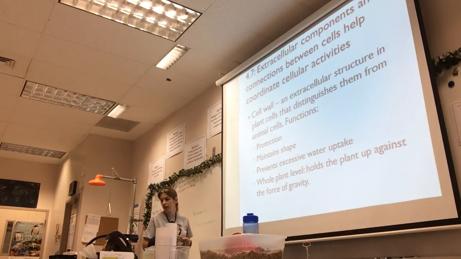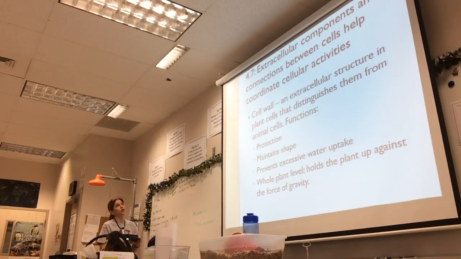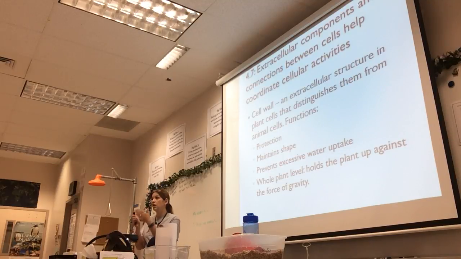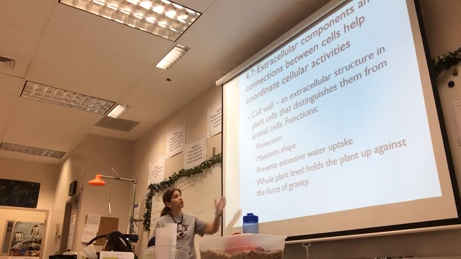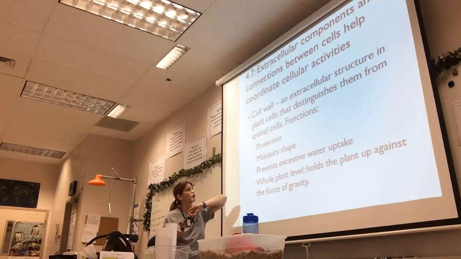We're going to talk about extracellular components and connections between cells that coordinate cellular activity. The cell wall in plants is actually an extracellular structure. The exterior boundary of the cell is the cell membrane. The cell wall is outside the cell membrane. The cell wall gives protection to plant cells, and is also present in fungi and many types of prokaryotes. The cell wall maintains shape and prevents excessive water uptake. We'll deal with this later on in this unit.